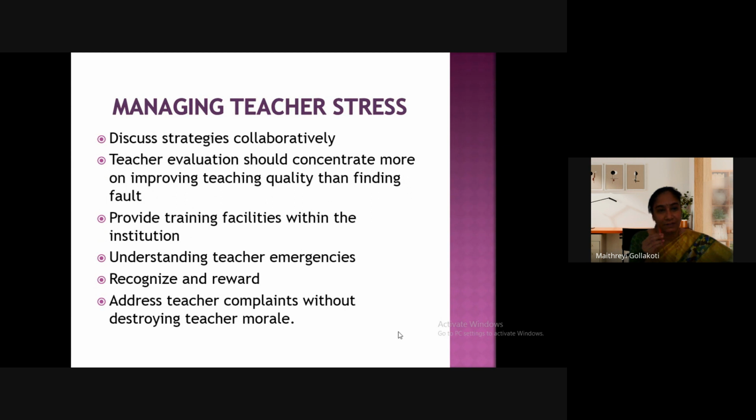Managing teacher stress. This is a continuation of the previous topic. Discuss strategies collaboratively. When you collaborate, discuss what you're doing in your class with someone who is doing the same thing. See, if we are teaching English, some 4 or 5 of us are handling a particular course. We all sit together and discuss how we are going about it.